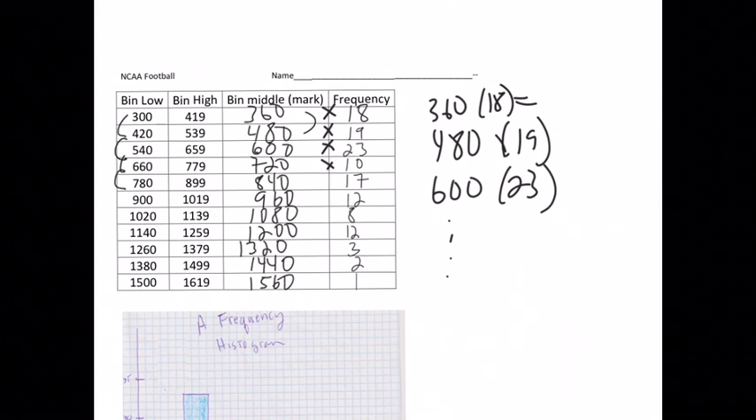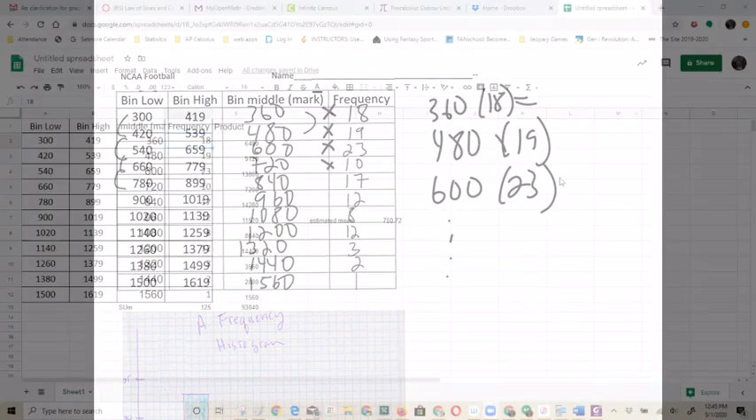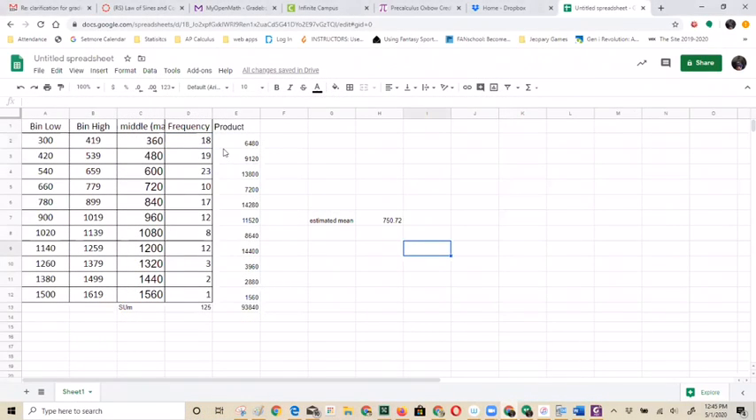I'm gonna stop this video and go load a spreadsheet and bring that in. Okay, so I got that data into the spreadsheet, and we have these values. So now we're just gonna do a weighted mean, just like what we did before. Here's the middle, that's our estimate of what the numbers are, the average number in that bin. And there's 18 of them in there, so we're going to multiply the 360 times the 18 and the 480 times the 19.